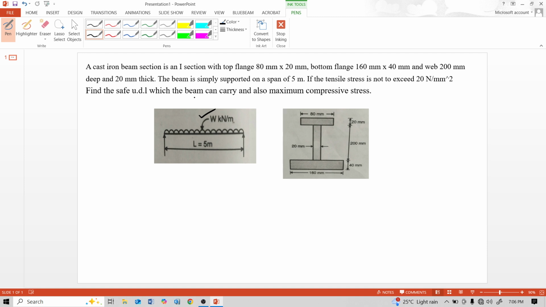Next, find the safe uniformly distributed load which the beam can carry and the maximum compressive stress. So we have to find the safe uniformly distributed load and the maximum compressive stress.